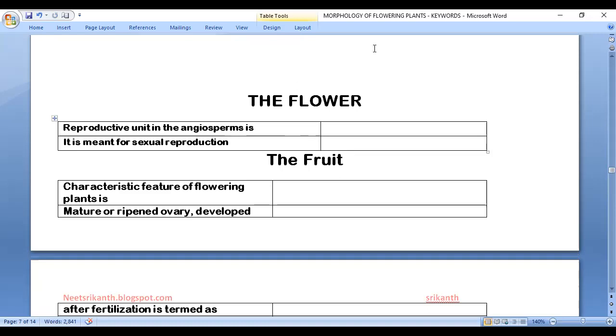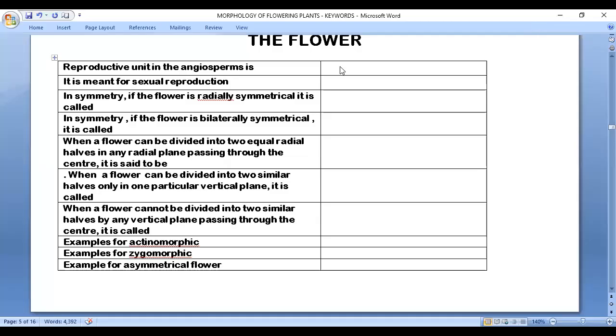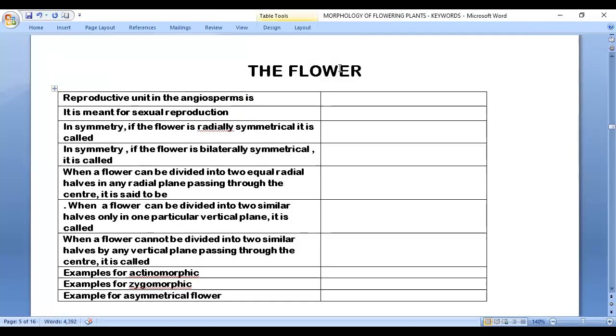Flower. The reproductive unit in the angiosperms is the flower. It is meant for sexual reproduction. In symmetry, if the flower is radially symmetrical, it is called actinomorphic.